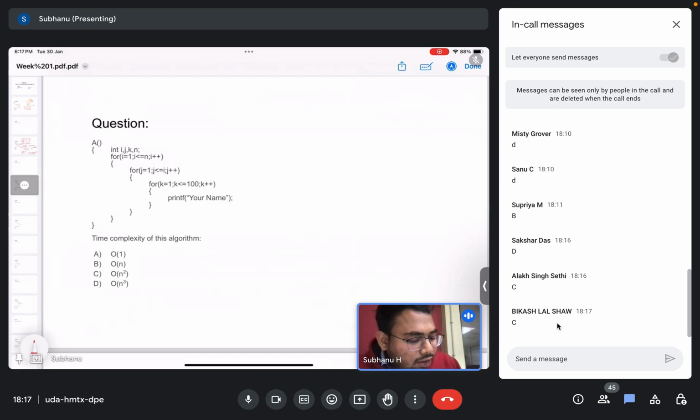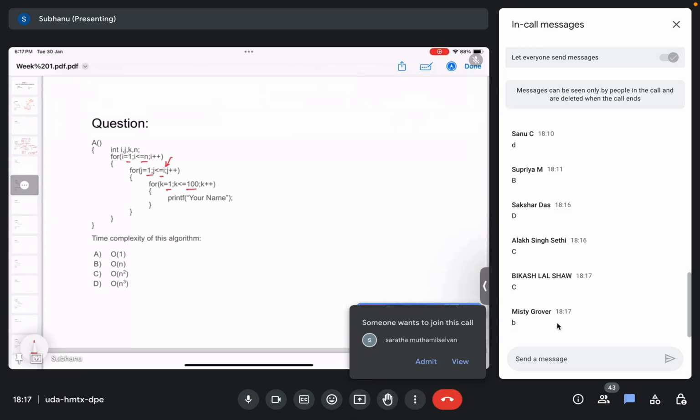You can see here that i is starting from 1 and ending at n. j is starting from 1, but j is dependent on i. So here is a catch: j is dependent on i, and k is always starting from 1 and ending at 100. So what will you do in this case?